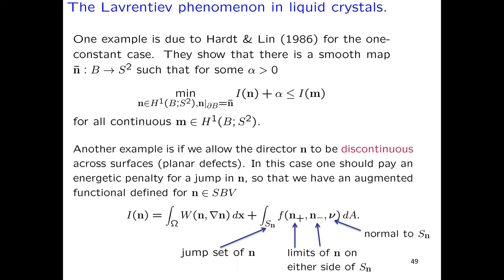And so you would add to I of n some integral over the jump set of a function of these three variables. So this is a way of trying to model wall defects. And they occur in general when you have a very small length scale, things that you're forcing to happen at a very small length scale.